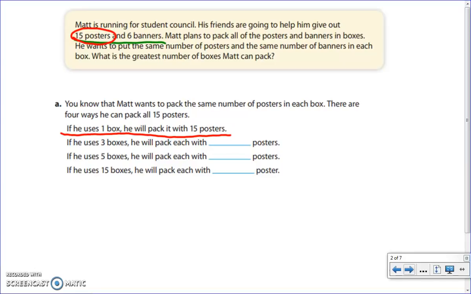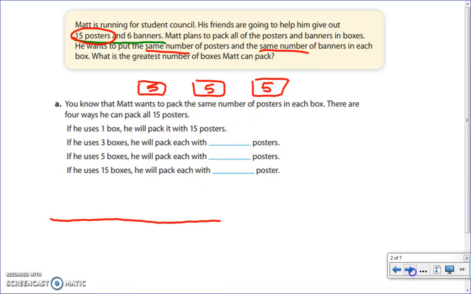If he uses 3 boxes, so if he wanted to put all the posters in just 3 boxes, he could put 5 posters here, 5 posters here, and 5 posters here. And then we met the criteria of the same number in each box. So he could do 5, 5, and 5. So that would take 3 boxes, and each would have 5 posters in it.